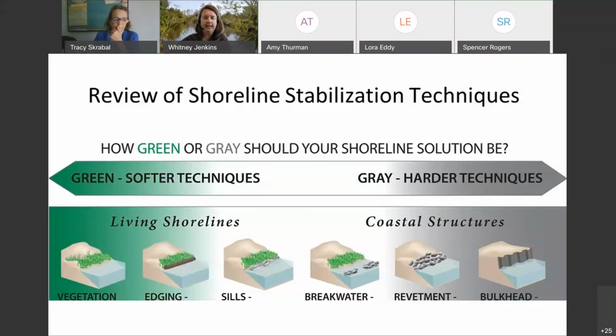Break. Tracy will be picking it back up again with some site design guidance.